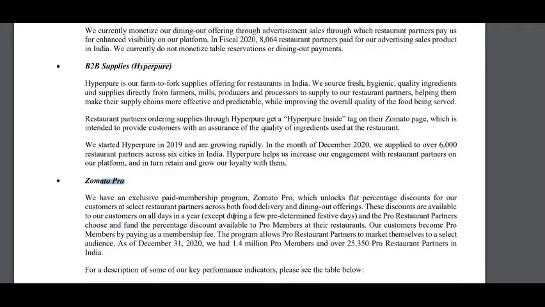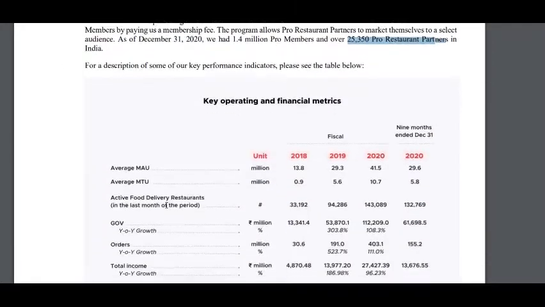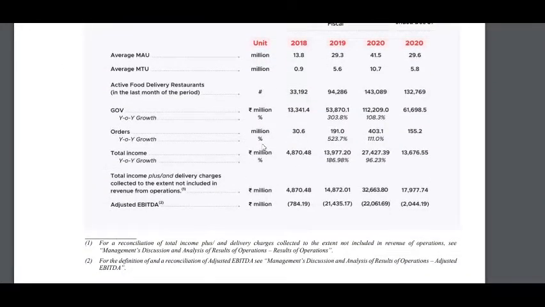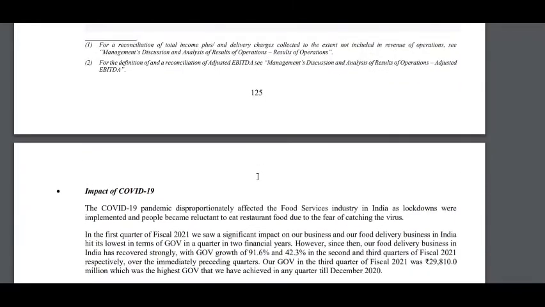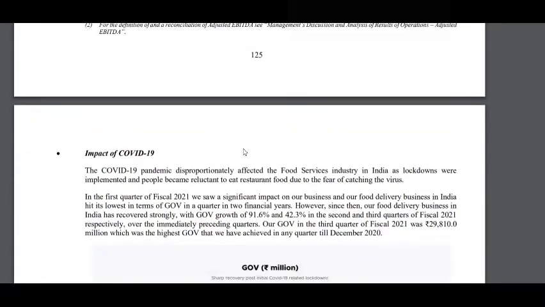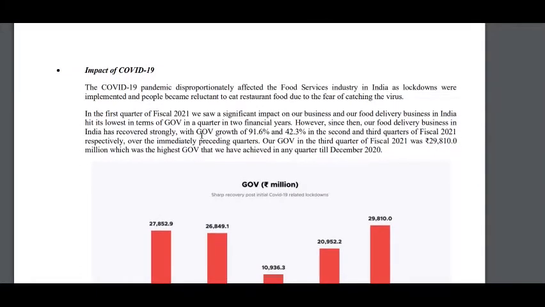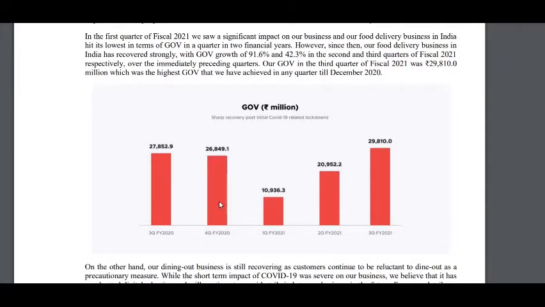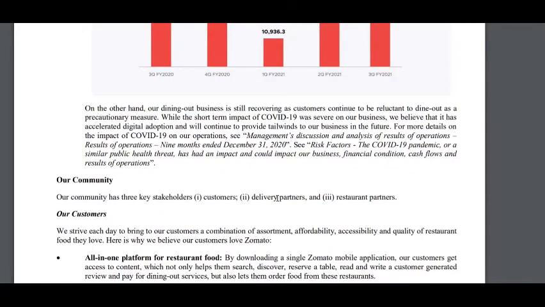And Zomato Pro, as we all know, so what they are saying, we had around 14 lakh Pro members, over 25,000 Pro restaurants overall. And then there is certain order growth and things like that. And one more interesting point is on the impact of COVID. So this is a bar chart, and somewhere here COVID happened. So this was their impact in terms of the growth and how it is slowly recovering.